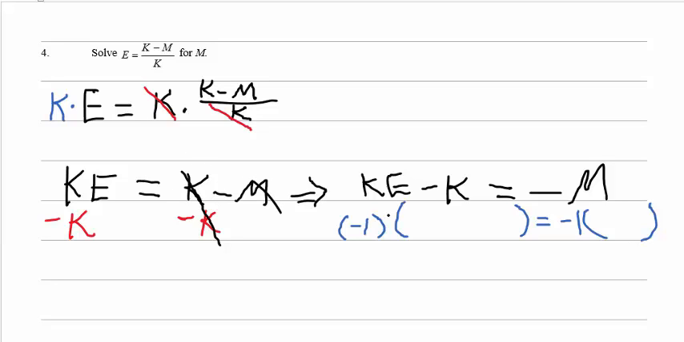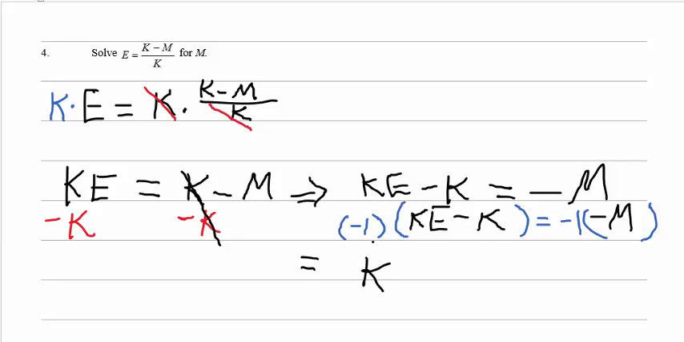So minus 1 times k minus k, and minus 1 times negative m. So this gives me negative 1 times negative k is k. Negative 1 times k is negative k. And that equals m. Notice I multiplied the negative m by negative 1. So negative 1 times negative m is positive m.